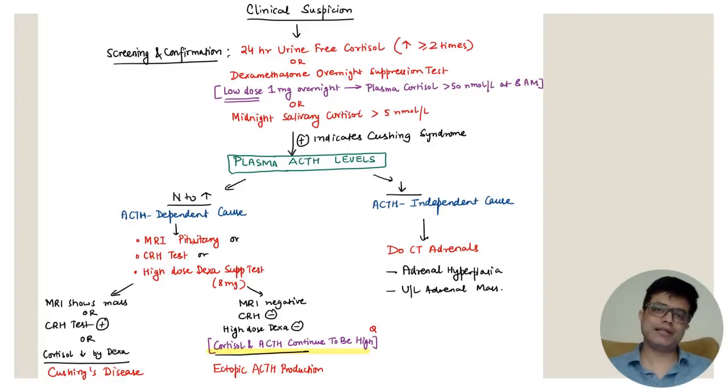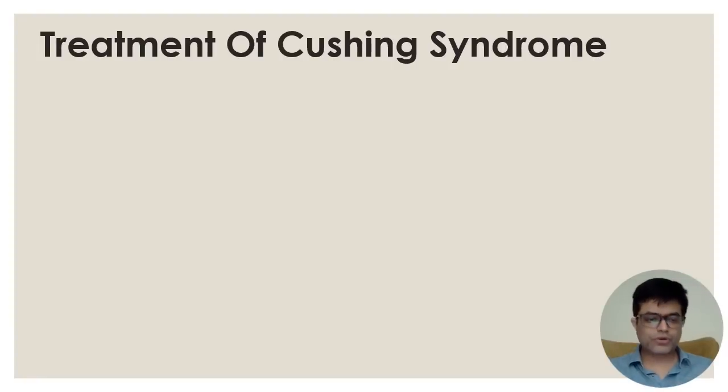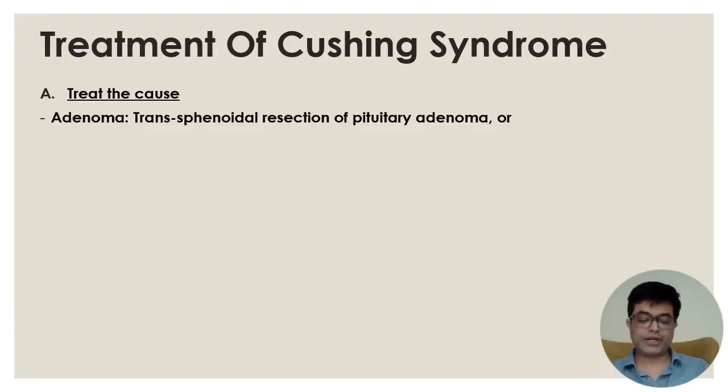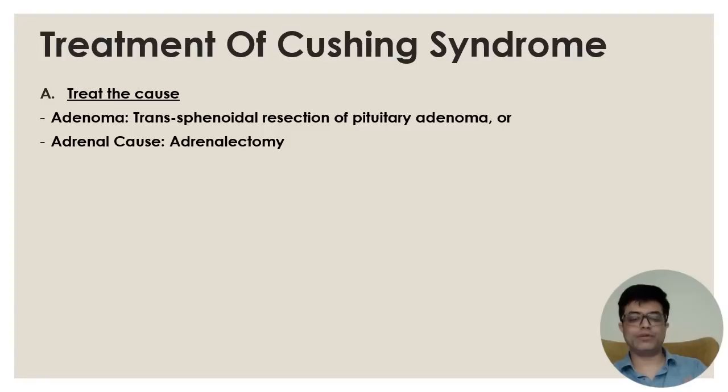But tough doesn't mean it is less important. Tough means it is relevant for your exam. Now, how are you going to treat the Cushing syndrome patient? First of all, you have to treat the cause. If a pituitary adenoma is there, you will do transsphenoidal resection of the pituitary adenoma. Or if there is an adrenal cause present, then you will do adrenalectomy on the affected side.